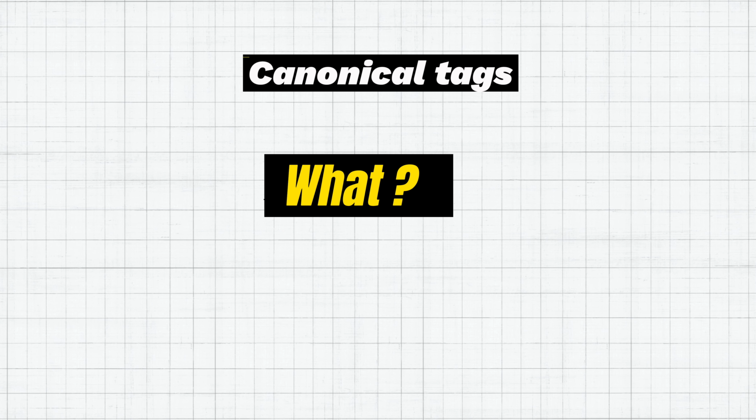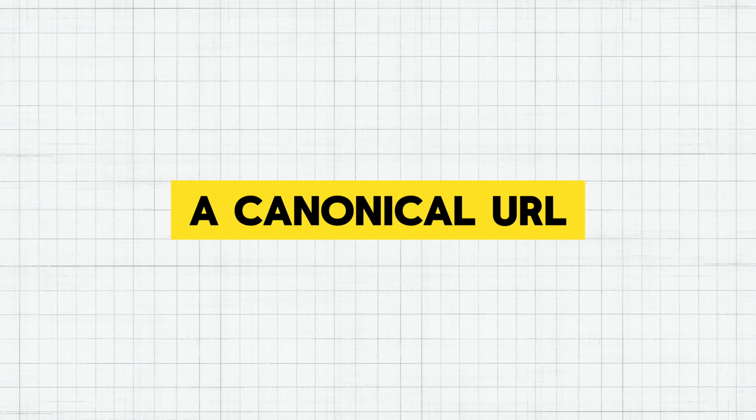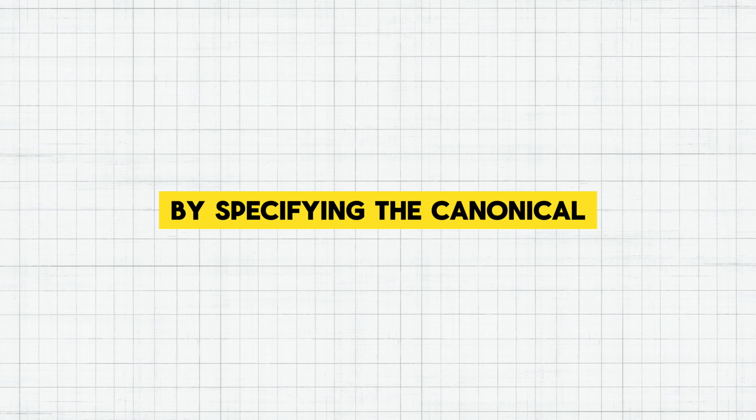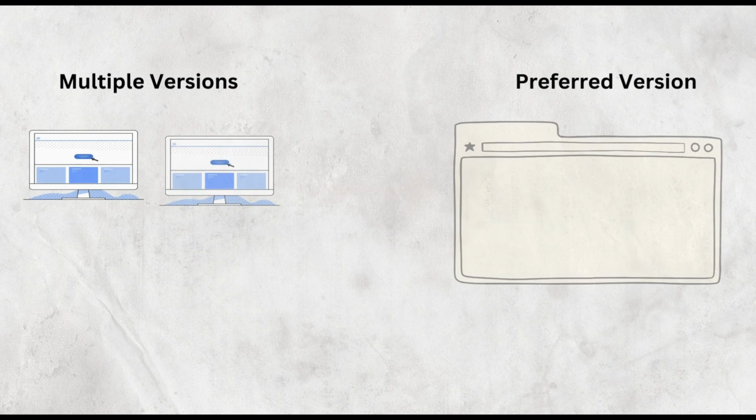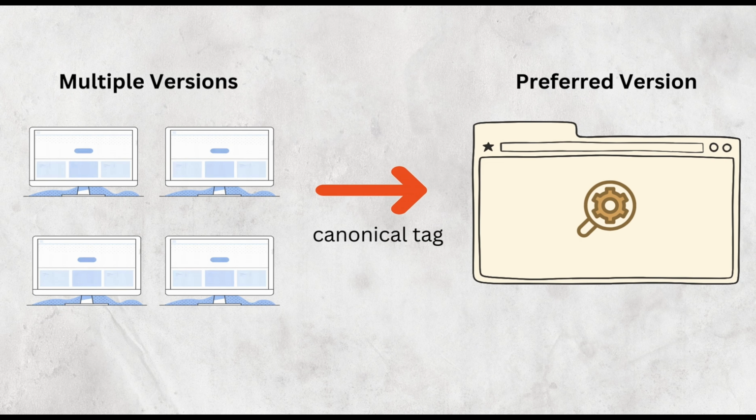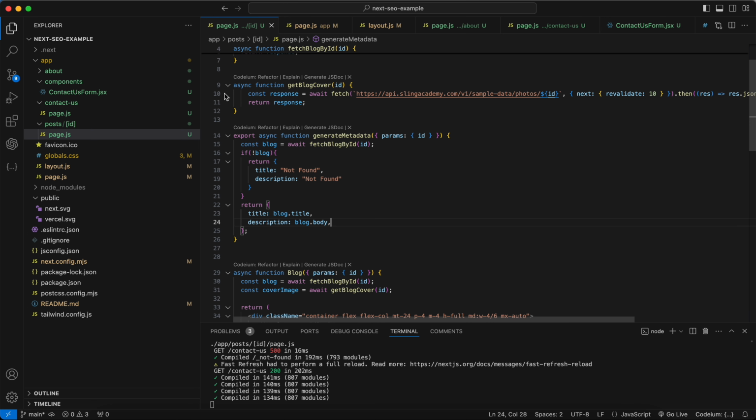Canonical tags. Before delving into the implementation, let's discuss what they are and why they are required. A canonical URL helps to prevent duplicate content issues by specifying the canonical or preferred version of a web page. These issues can pop up when you have multiple versions of the same page. Adding a canonical tag is very straightforward.